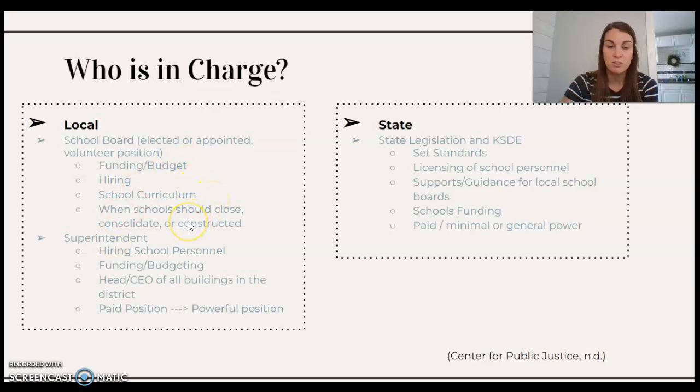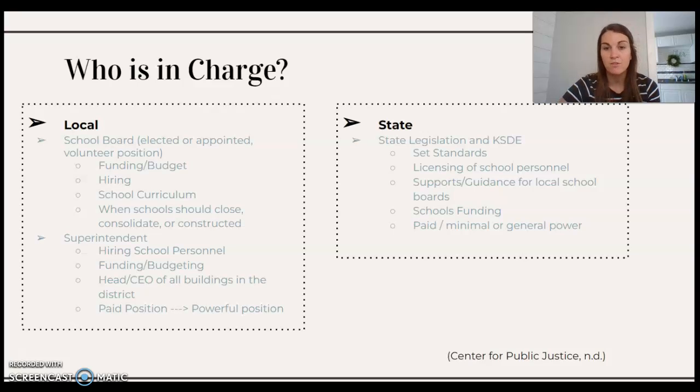And then next we have our superintendent. The superintendent is a paid position. It is a very powerful position, but a high stress position as well. So the superintendent does and will interact with the hiring of school personnel within all district buildings, the funding and the budgeting of the overall district. And then the superintendent really gets that CEO, the head title of all district buildings. So definitely someone who doesn't mind high stress and is very good at decision making.